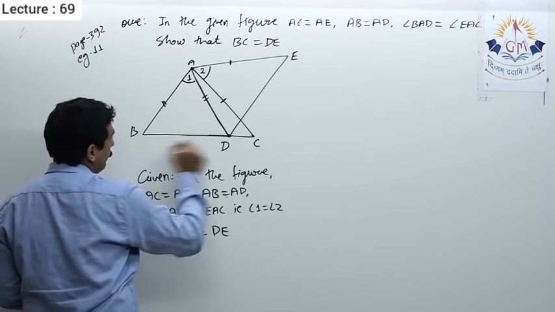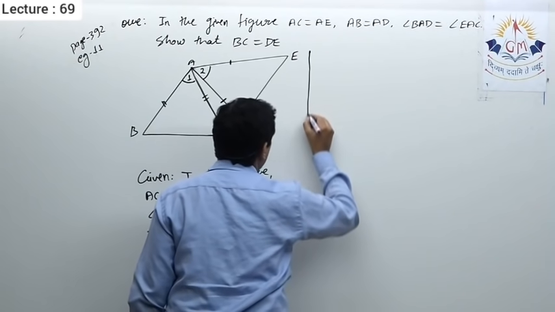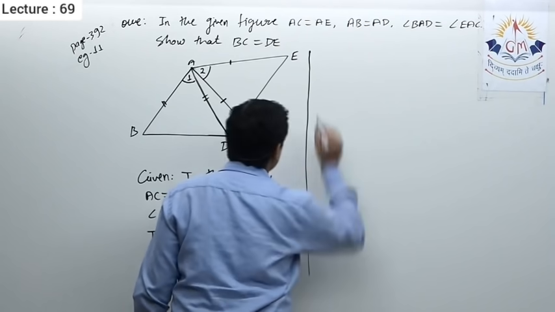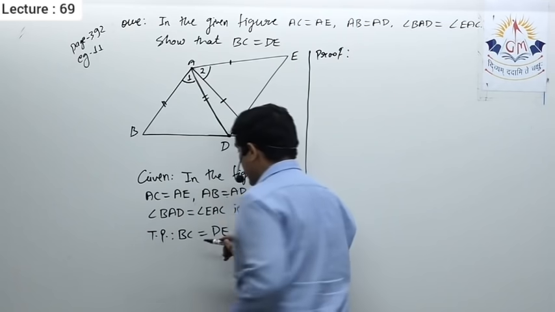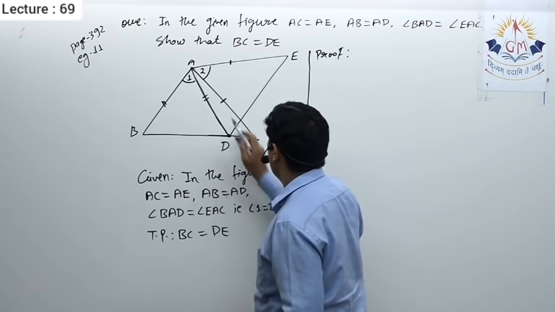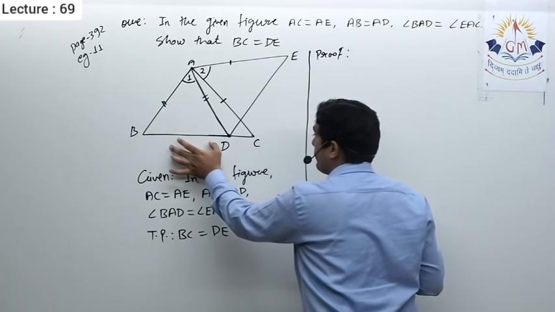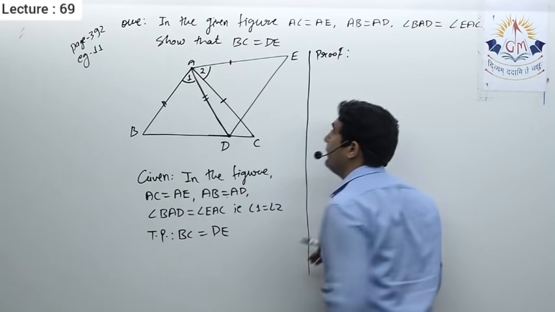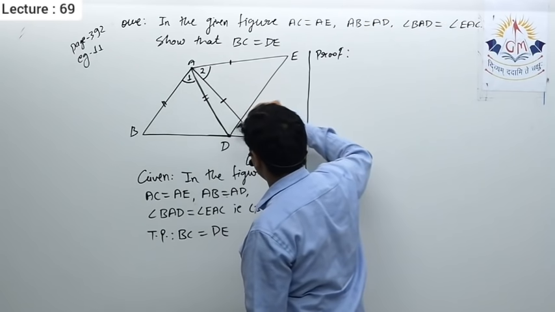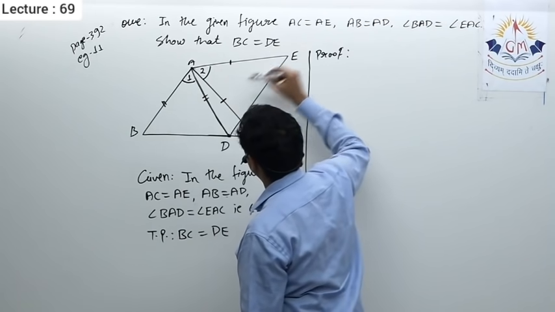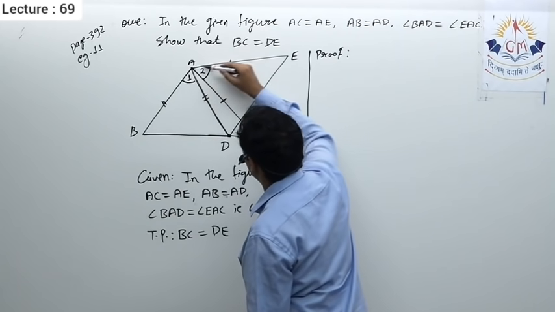That means we have to select those triangles that contain these two sides. So we take triangle ABC and ADE, and proving these two triangles congruent, I will get BC equal to DE by CPCT. But for that I need angle BAC equal to angle DAE.